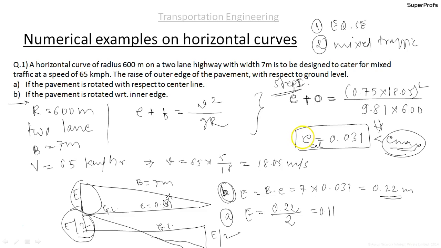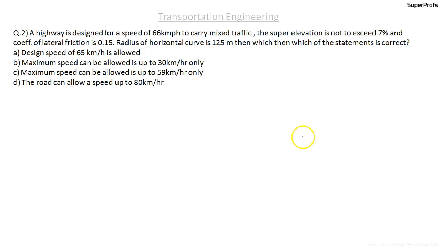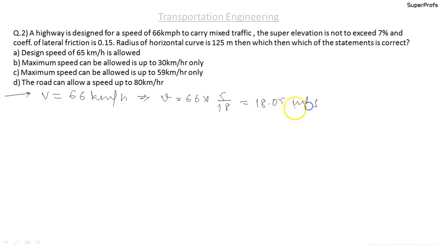So now let's move ahead to question number 2. A highway is designed for a speed of 66 kilometers per hour, which is equal to V = 66 × 5/18 = 18.05 meters per second. Sorry, it is not 66, it is 65 kilometers per hour. Okay, 65 kilometers per hour.